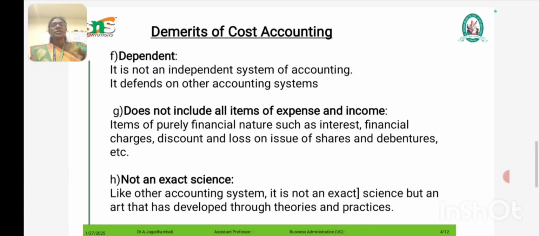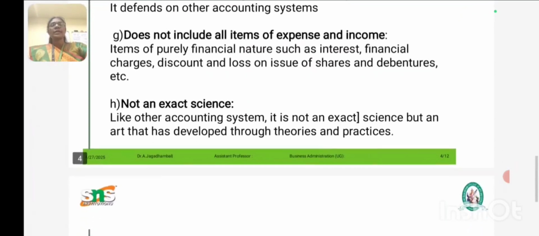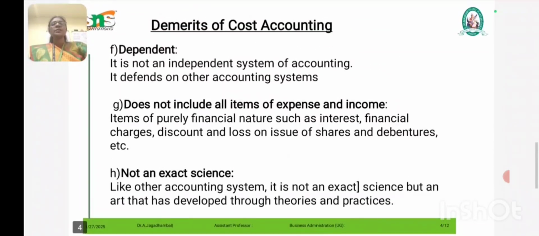Then, it is not an exact science. Like other accounting systems, it is not an exact science but an art that has developed through theories and practices. The main thing is that in the accounting system it is not an exact science, it has developed through theories, because each and every company follows different methods, and it varies from company to company.